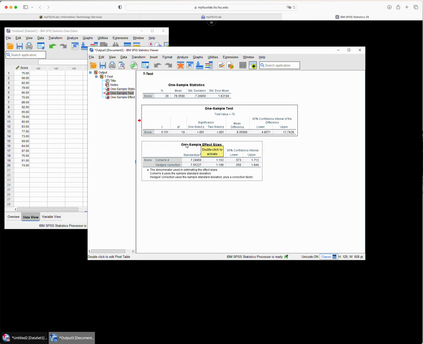And then we have significance for one-sided and two-sided. So this is where we're looking, whether we're looking at one side of the distribution or if we're looking at both sides of the tails. And then the mean difference.